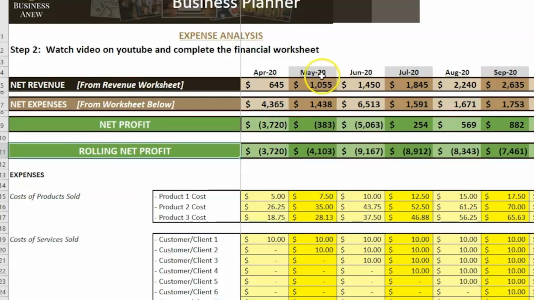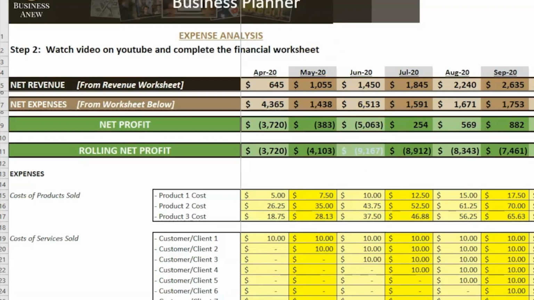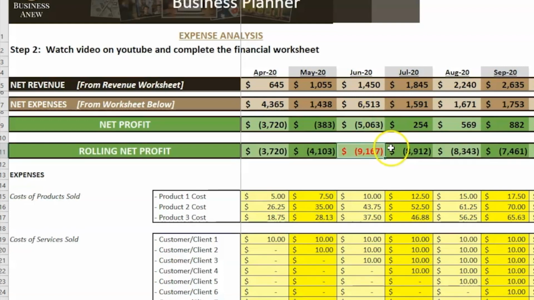And so then what our rolling net profit is, it's just adding it up over time. And so if we go in May, we lost $383. So what does that mean? Well, when you add that to what we lost last month, now we're down $4,103. And then we go down $91.67. And then everything starts to turn. It starts to get better.